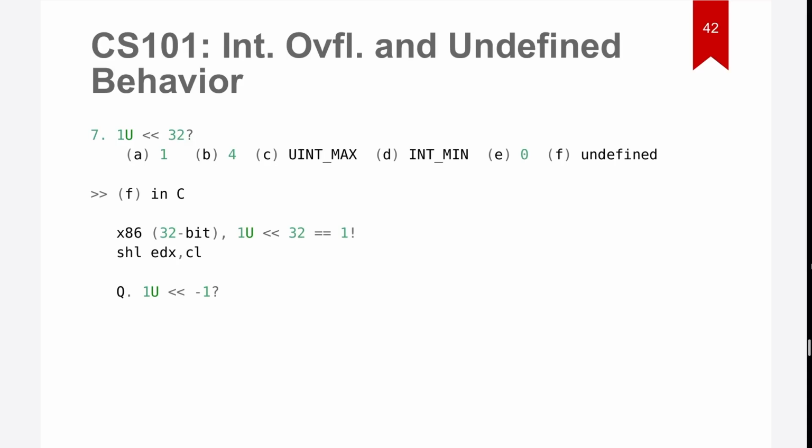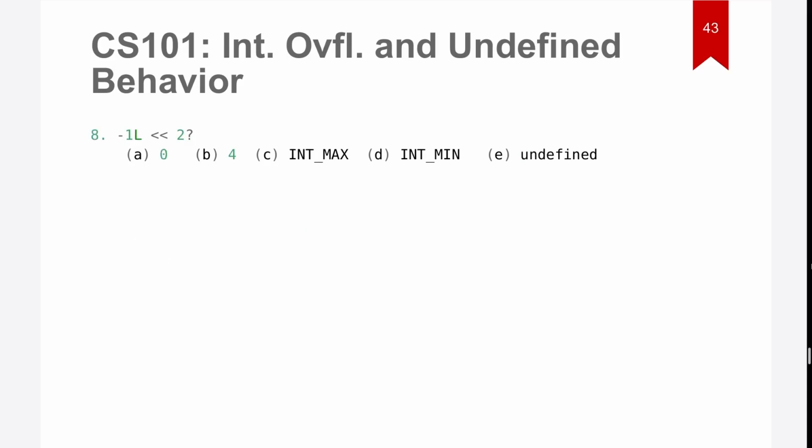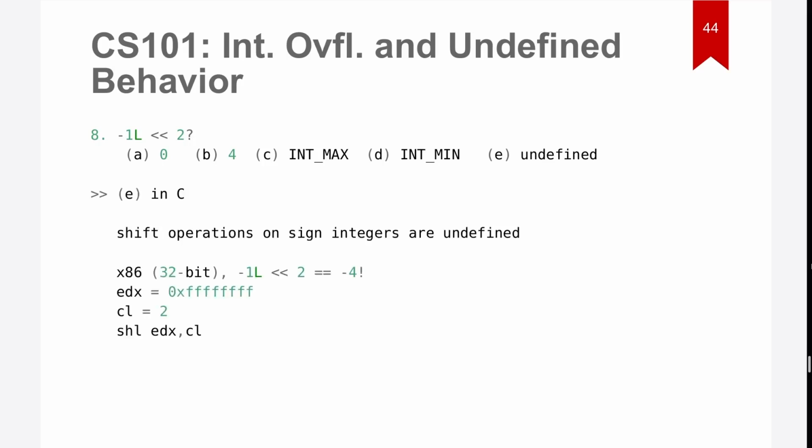Funnily, a left shift by a negative number will shift it in the opposite direction, and that will actually wrap around. So shift right by 1 and wrap around, but that's again not defined. -1 left shifted by 2. That is undefined because shift operations are only defined on unsigned integers. So that's why the result is undefined.